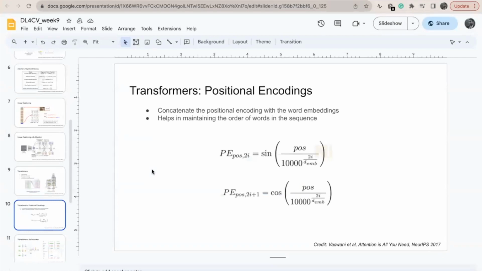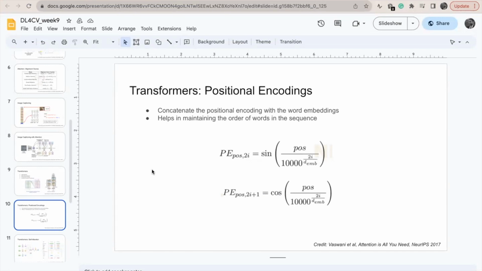In the next slide we have positional encodings. We concatenate the positional encoding with the word embedding. That means we are adding the positional encoding information to the word embedding, and the size of the vector will be the same after the addition. It will not change even after the addition. So it helps maintain the order of the words in the sequence.